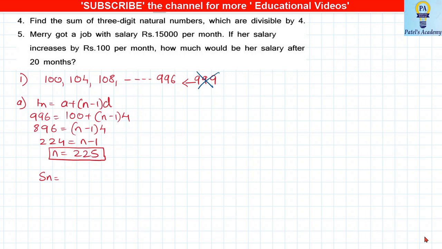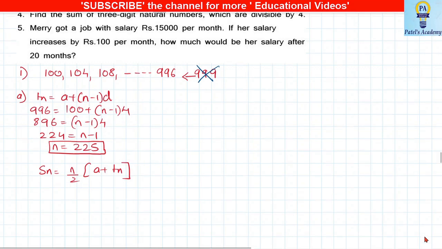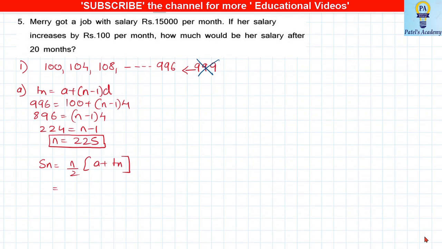Okay, but we cannot find Sn unless and until you have the value of n. So the Sn formula is n upon 2 (a plus Tn). I'm using the second formula for Sn because I know the first and the last term. So n is 225 upon 2. The first term is 100 and the last term is 996.